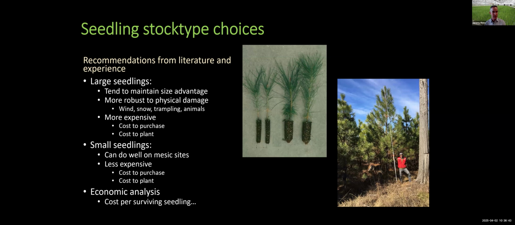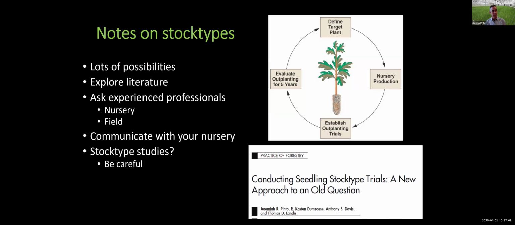But when you consider all other variables, including shipping and cost to plant and some of the other things involved, if you do some economic analysis, you may see that in some cases you can, in fact, choose bare root seedlings but just plant more, and the cost per surviving seedling could be about the same or even more favorable. So it's important to think about things in that regard when it comes to stock type choices as well.